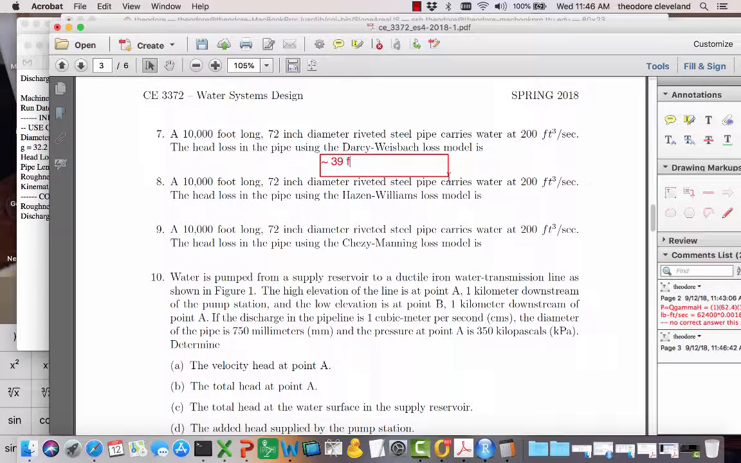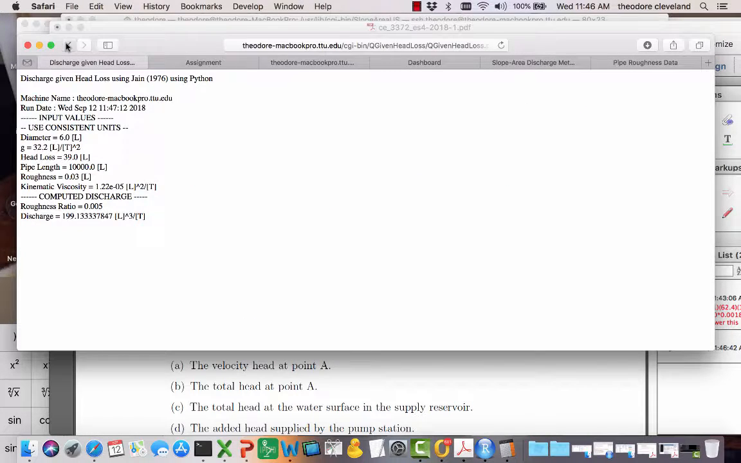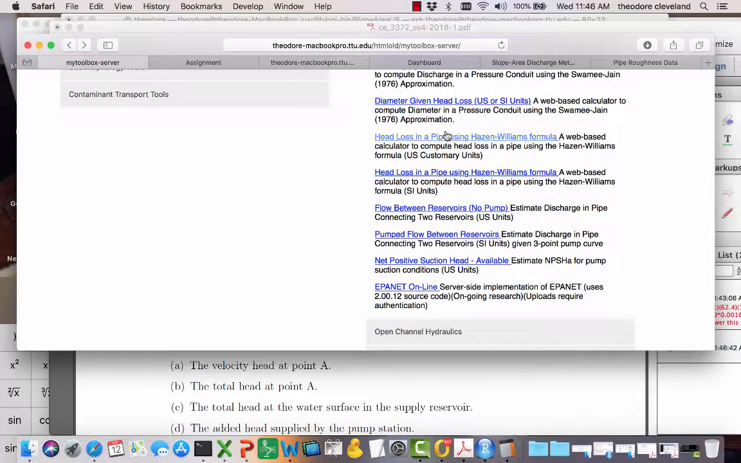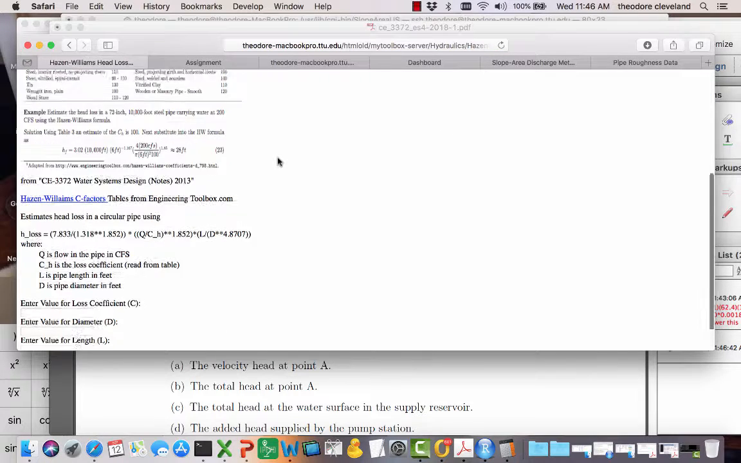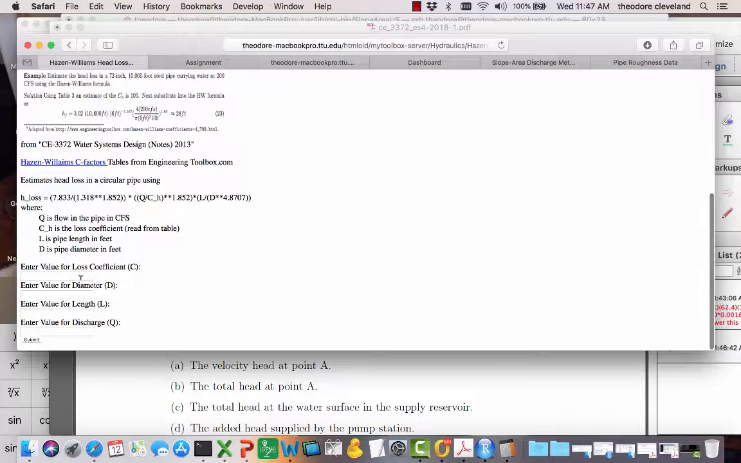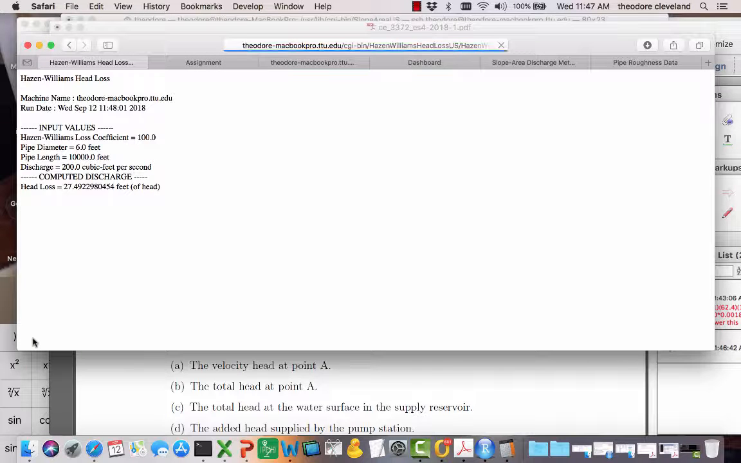About 39 feet. Okay, we play the same game with Hazen-Williams. We go to our pipeline calculator, we choose head loss in Hazen-Williams as customary. We need to look up the riveted C. Projecting growth in horizontal rivets, a value of 100 is suggested. So we use our loss coefficient of 100. Diameter is 6 feet. Length is 10,000 feet. And the value of discharge in this problem is 200. Let it solve for the head loss, 27.49 feet.